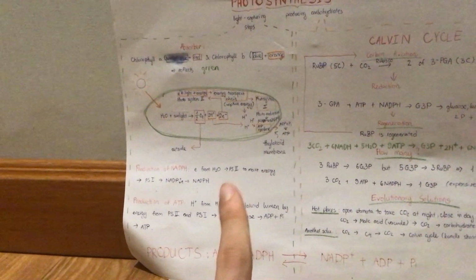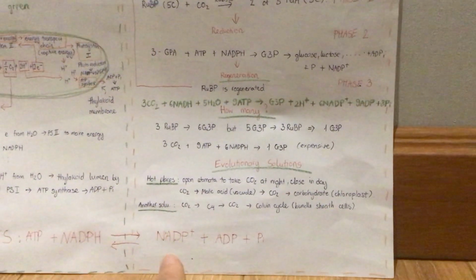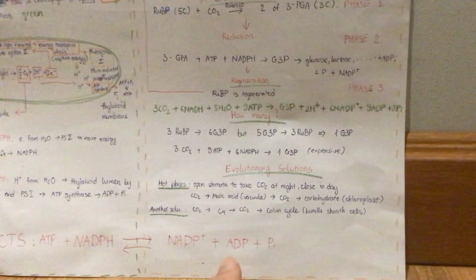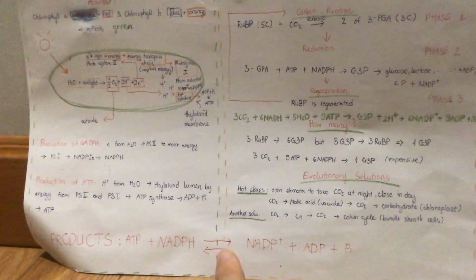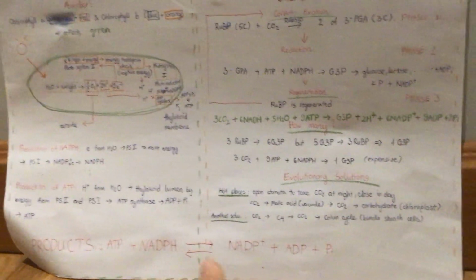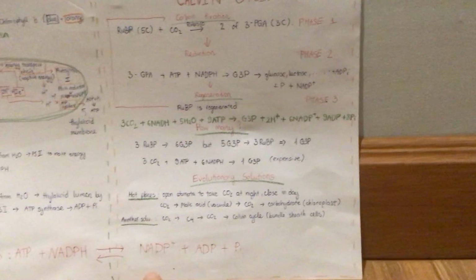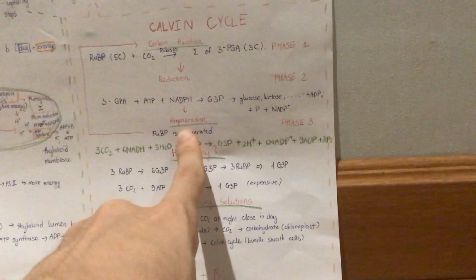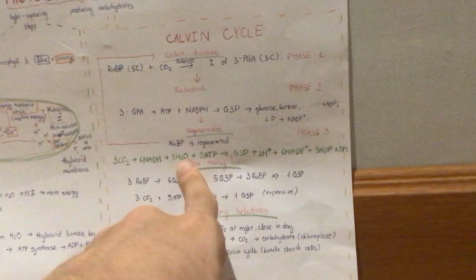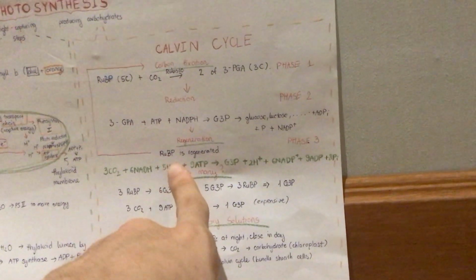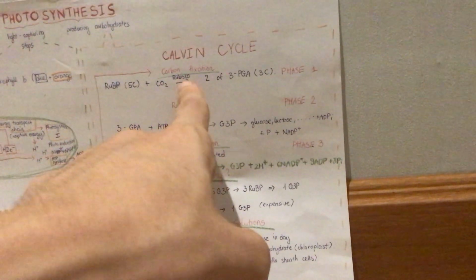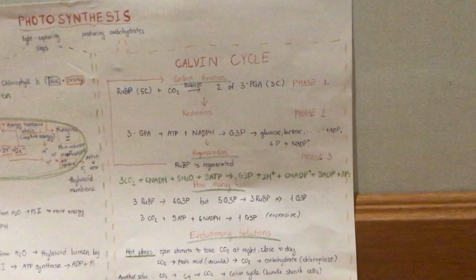As you can see, they need NADP+ to make NADPH, and ADP and phosphate to make ATP, and it's all a cycle. It becomes a cycle. And so next is phase 3, regeneration. In this stage, the RuBP is regenerated, so it can go through carbon fixation once again.